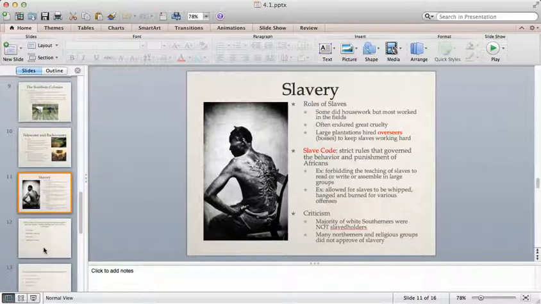There was criticism of slavery even at this time. The majority of white Southerners were not slaveholders. That's something to remember. We tend to sometimes think that everyone in the South who wasn't a slave owned slaves, and that's really just not true. And then, of course, people in the North were less likely to own slaves. Remember, you have a lot more subsistence farming up north. And a lot of religious groups did not approve of slavery. So the anti-slavery movement had started almost as soon as slavery began.